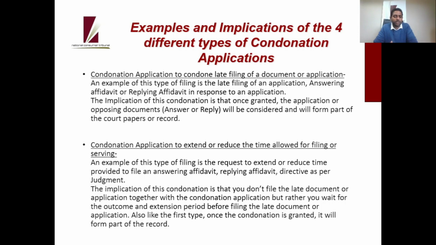The second aspect is condonation application to extend or reduce the time allowed. So if we think about the same example where you haven't filed your answer in time, you're entitled to make a condonation application to extend the time required for doing that. In that instance, you don't need to provide an answering affidavit. You need to provide a date in your document as to when the answering affidavit will be provided, and then provide it on that date, irrespective of whether the condonation application is granted or not by the adjudicators.